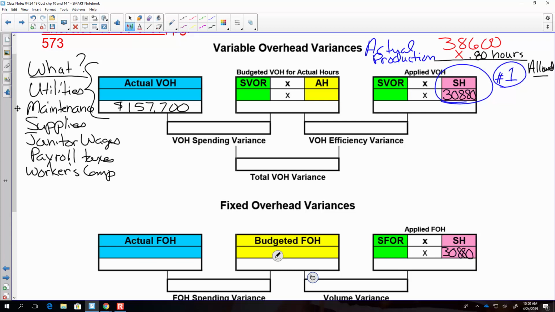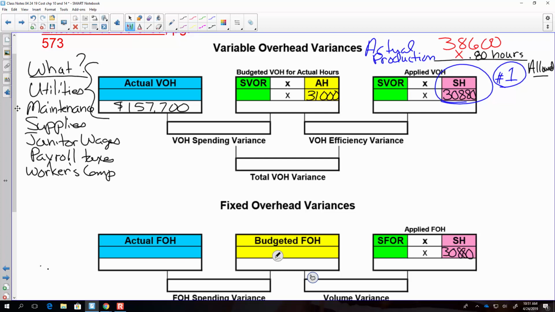What, like depreciation? That would be down in the fixed. Depreciation's down in the fixed. Let's see. What else would a delivery person be doing? I think there's more probably, but that's a good list. All right, good. What else do we know? Or actual hours? How many? 31,000.